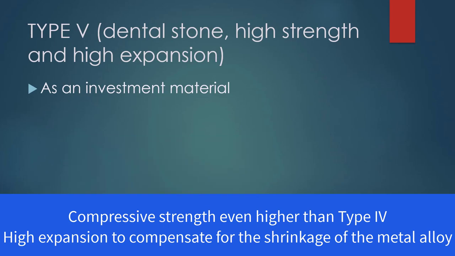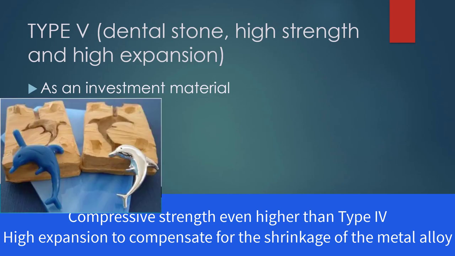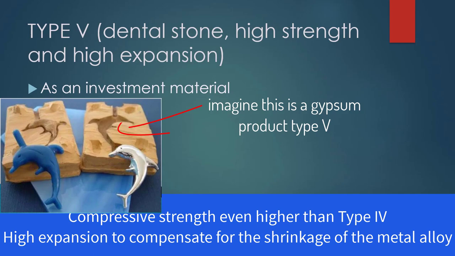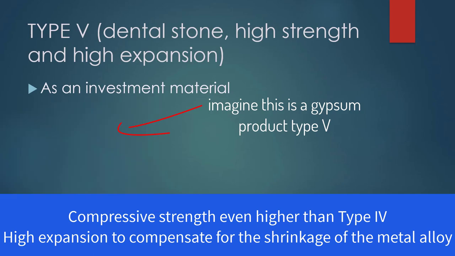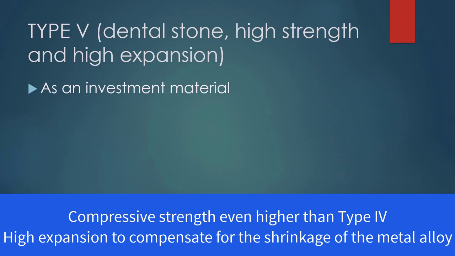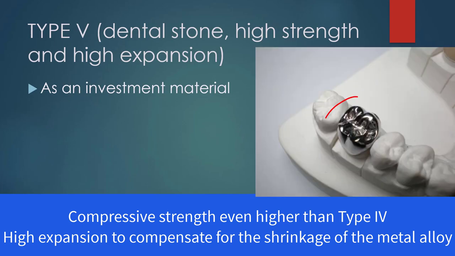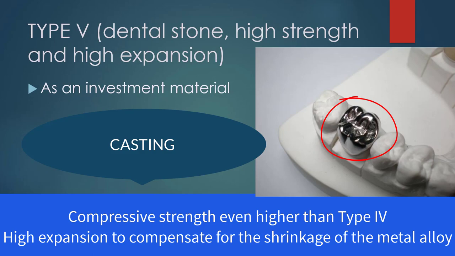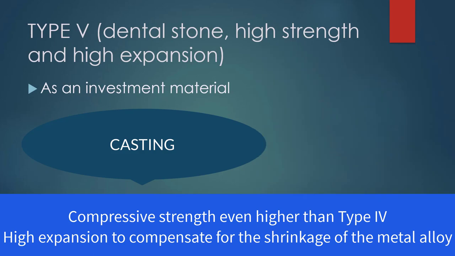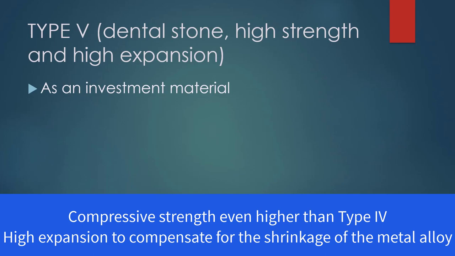The type 5 material is used as an investment material, and we need a high strength because you obtain a hollow space or a mold of an object which is placed inside and then surrounded by a gypsum product. So yes, we have that mold into which a metallic alloy in molten form is placed for the fabrication of metal crowns mostly, and this process is called casting. Depending upon whether you want a silver crown, zirconia crown, or a gold crown, you use various metals which are in the molten form, and when the metals set, they shrink.